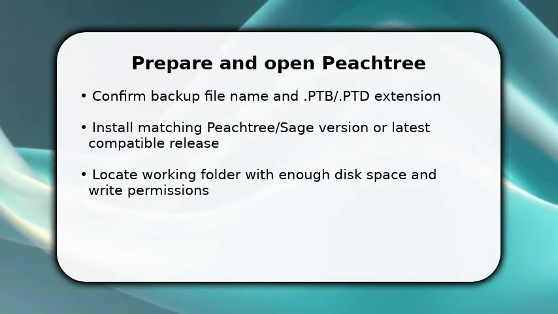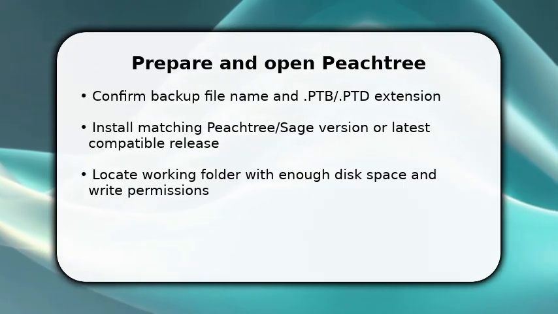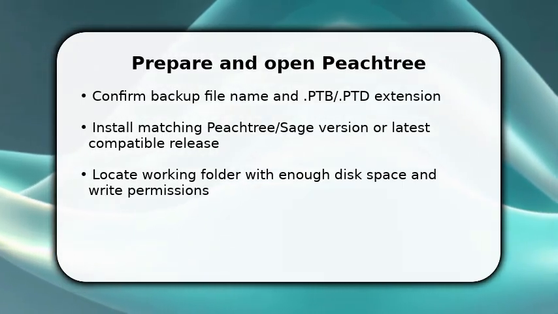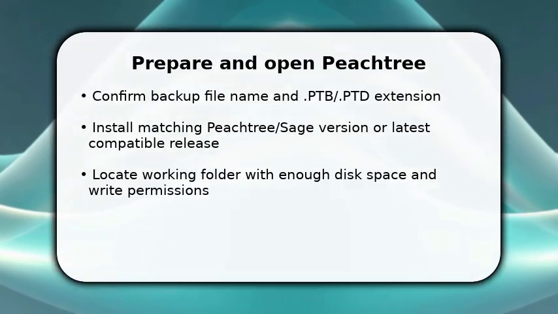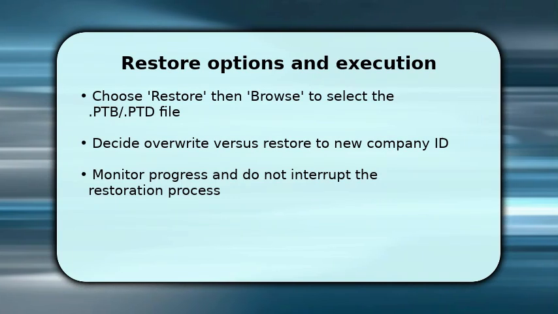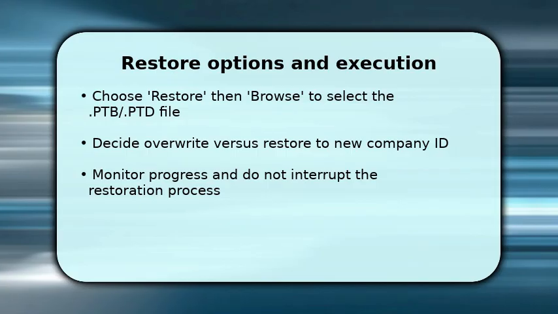This prevents file truncation. Now launch Peachtree, select File Restore, and choose the backup file. Do this immediately to start the actual data transfer. You'll see Restore options. Pick the backup and decide whether to overwrite the current company or restore to a new company ID. Choose New if you need a safety copy.